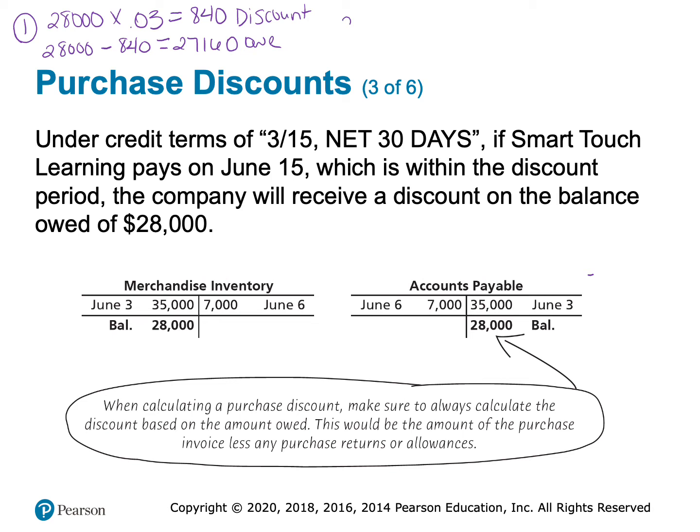Now, the second way to calculate this discount is to say, all right, look, I owe $28,000, but remember they gave me a 3% discount. So if I am getting a 3% discount, then you can think of it as I actually owe 97% of the bill. So I could multiply 28,000 by 97% or 0.97, and it would show, hey, I owe $27,160. So either method works mathematically. They're the exact same. You just do whichever method makes the most sense in your head.